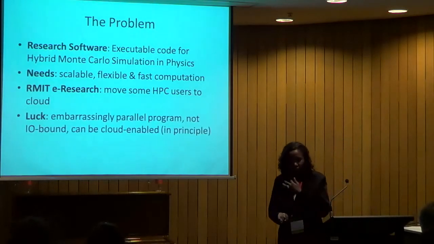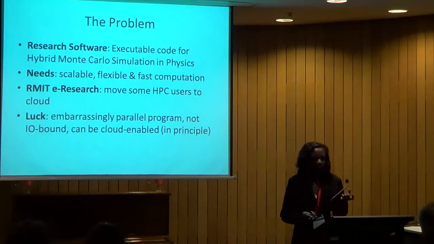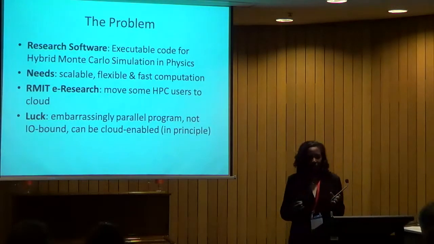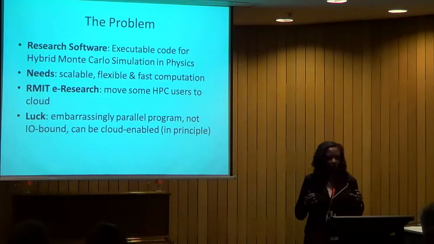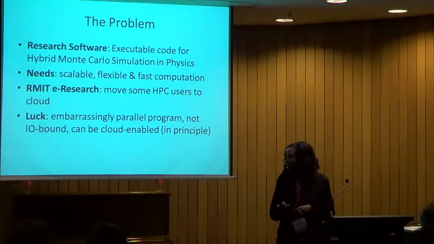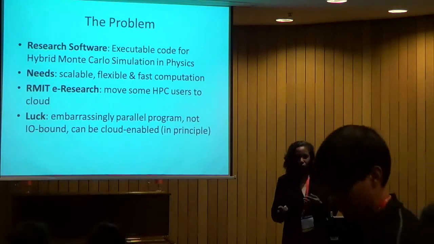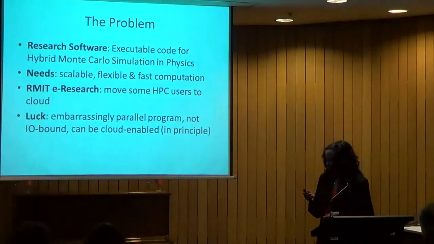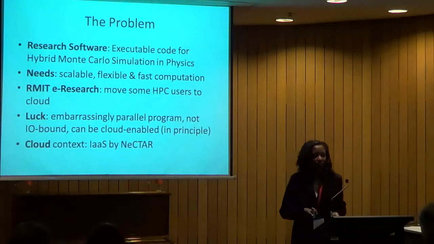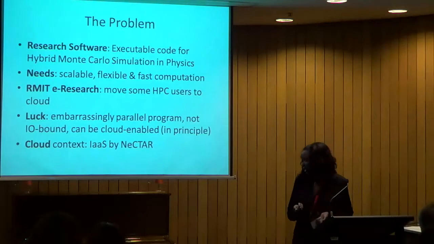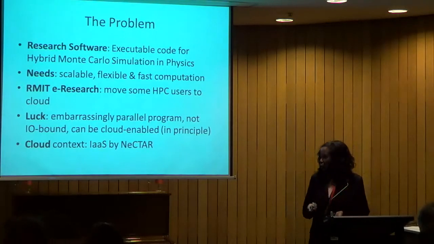Luckily, when we examined this Monte Carlo code, we identified two things. The first one is the computation is embarrassingly parallel. What it means is when you run it on multiple processors, these processors should not communicate with each other. And the second point is it was not I/O bound. So this makes it a very good candidate to be moved to the cloud computing environment. As our cloud provider, we have selected Nectar. The reason for our selection is that Nectar provides free but limited cloud resources to Australian researchers.